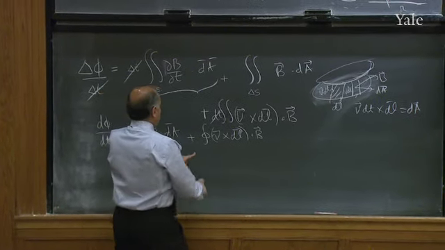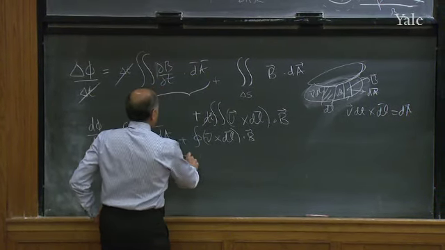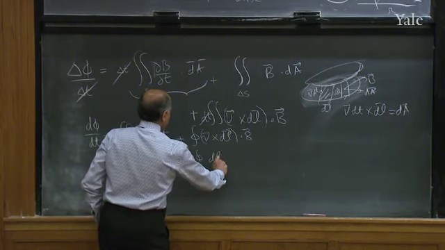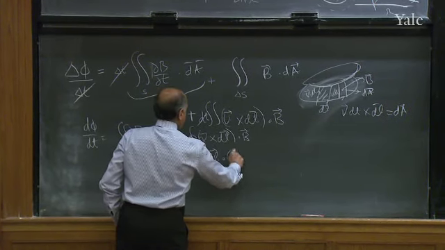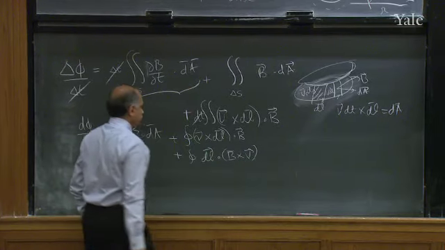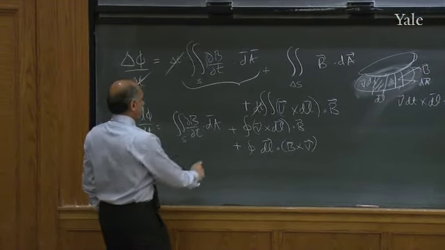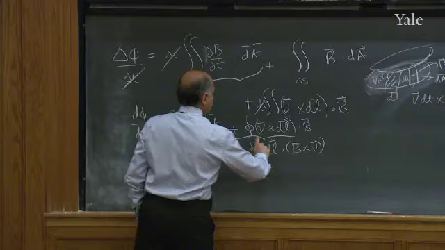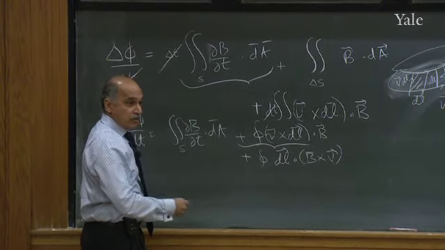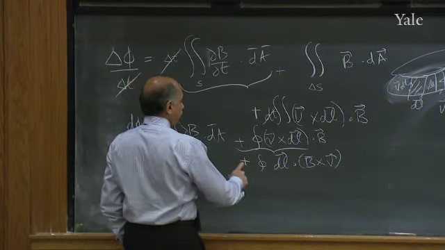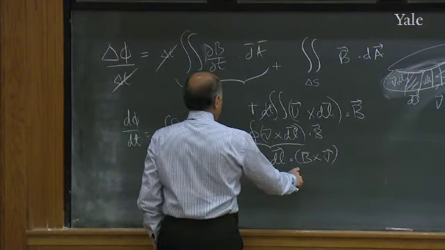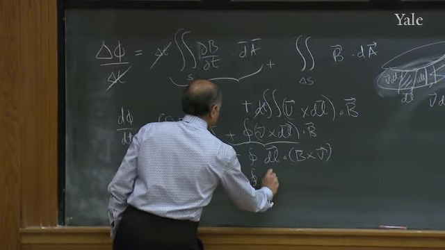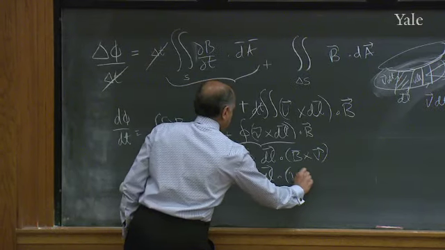Now, you should know enough about cross products to know that this cross product is the same as dl dot B cross v. Because you can rotate the factors: a cross b dot c is b dot c cross a, c dot a cross b. I've done that once. But then this is equal to minus the integral dl dot v cross B.